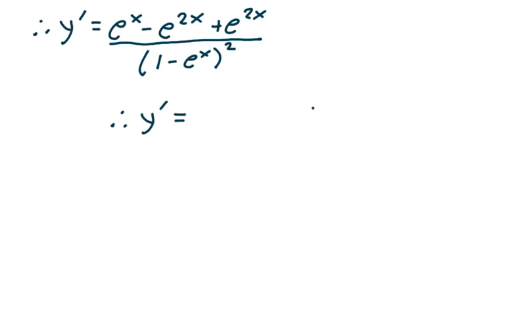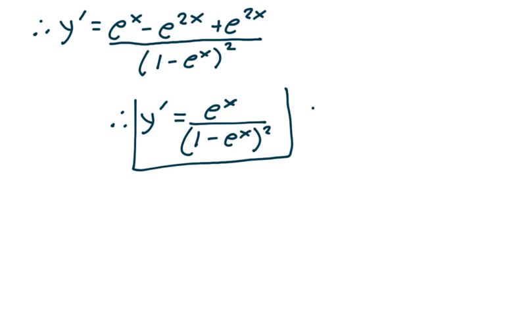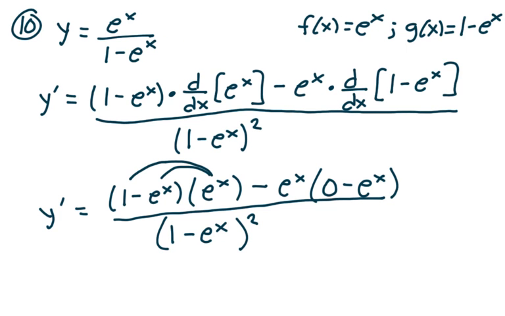So y prime is e to the x divided by 1 minus e to the x squared. And this one's a nice application of the quotient rule. So this one was number 10.